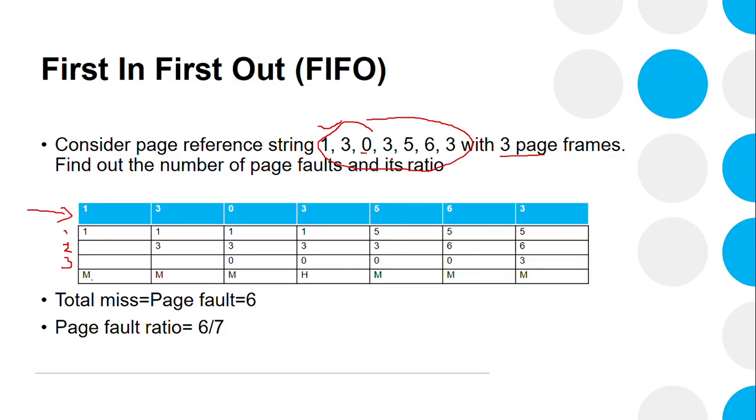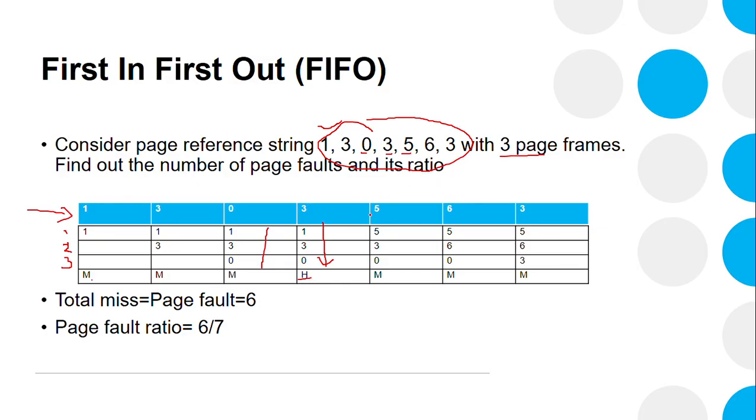Next string you can see is 3. You can check 1, 3, 0, so 3 is already there in the memory. We don't have to do the allocation again. So as it is, the string is written over here and it is a hit.